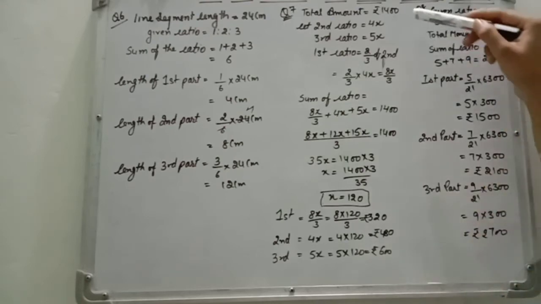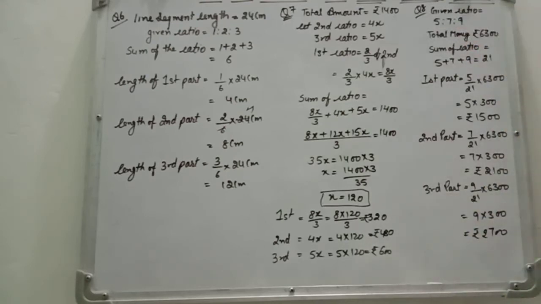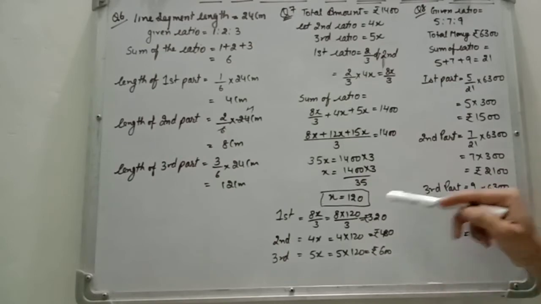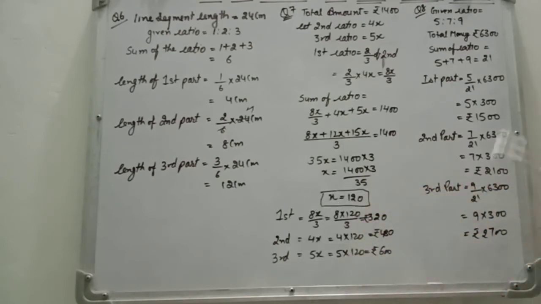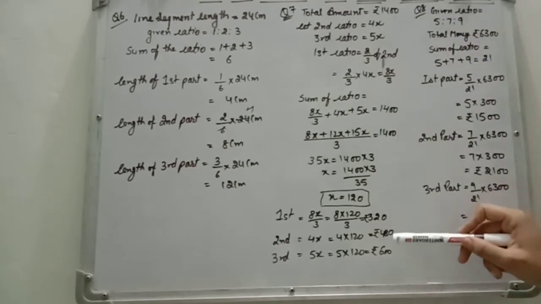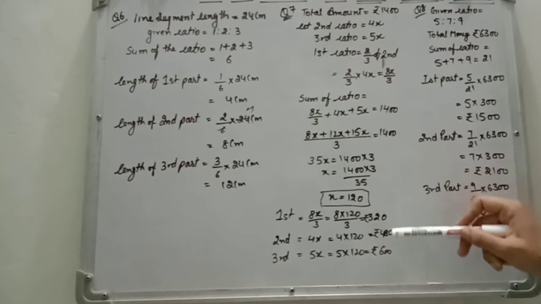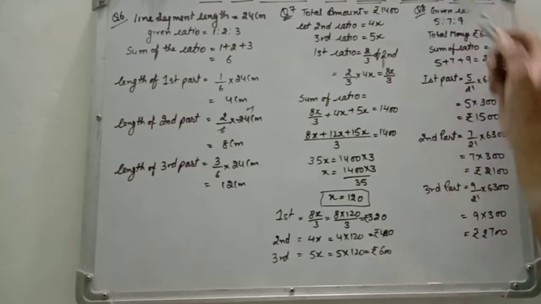Now add your answers. If the sum is 1400, it means your answer is correct. If the sum of first, second and third ratio is not 1400, then your answer is incorrect. Now plus, it's 0, 8 plus 2 is 10, so 1 carry, 7, 13 plus 14. So same answer, so it means our answer is correct.